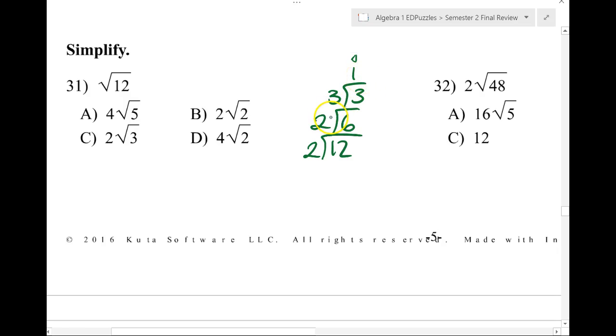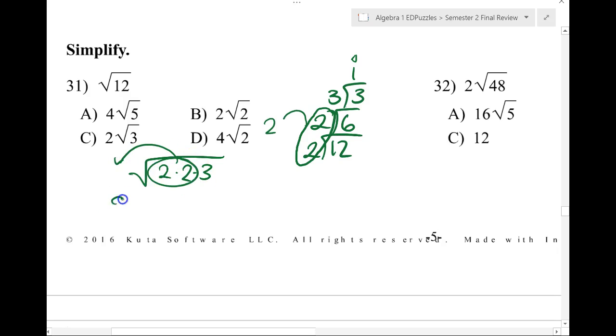So now what I do is every group of 2 numbers that are the same, I circle them. For every single one of those groups you circle, you take one of those out of the square root. So what this is going to break down to is 2 times 2 times 3. I circle those, and then one of those comes out. So now I end up with 2 times the square root of 3. And the 2's basically cancel out. You just have 1 left over.